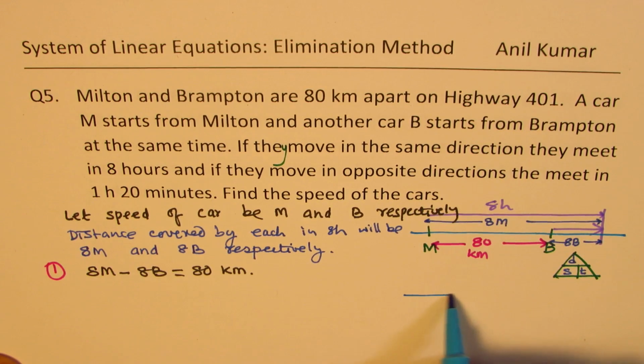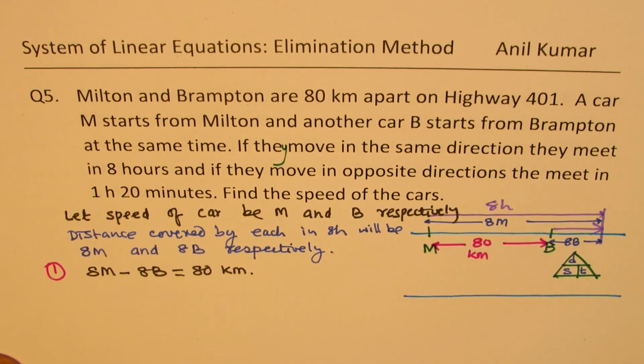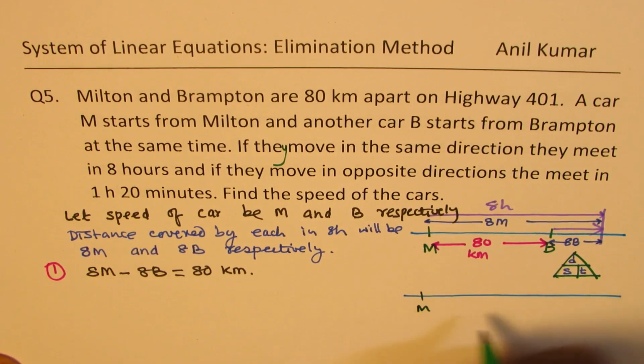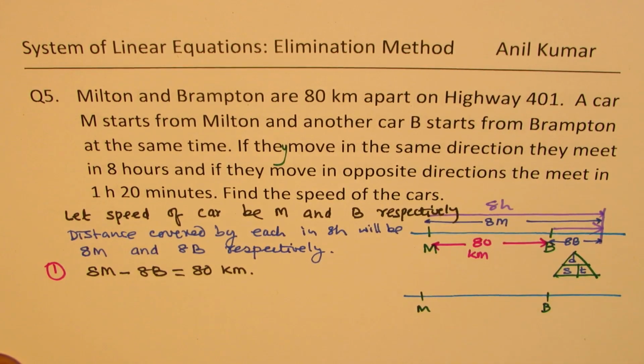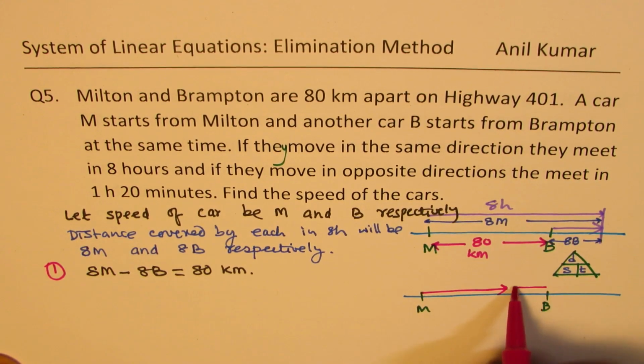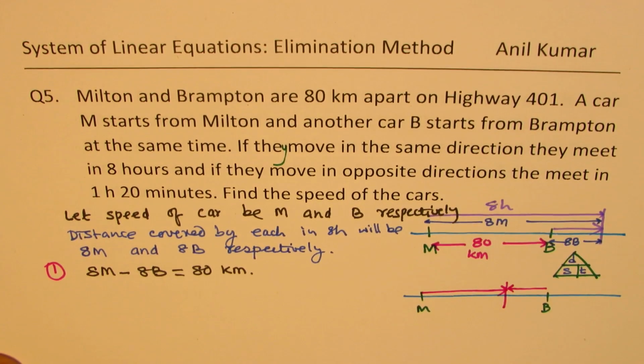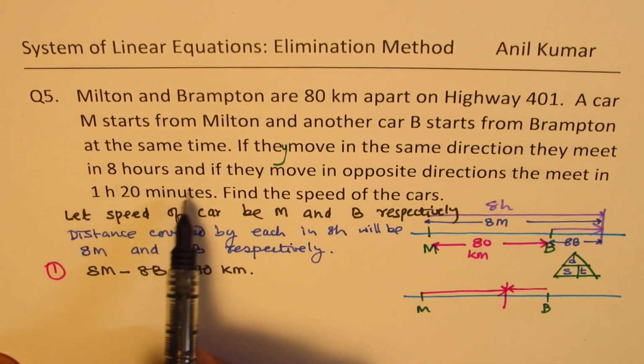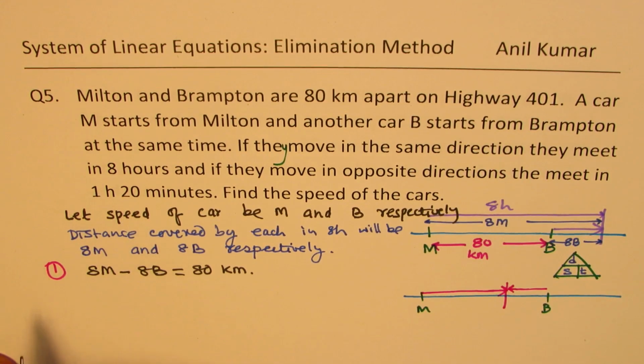Now let's see the second scenario. In the second scenario, this is your Milton car, this is Brampton car. They are traveling in opposite directions. They meet somewhere here. Now, in that case, they meet in 1 hour 20 minutes.